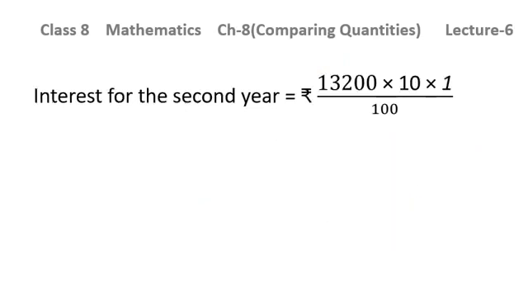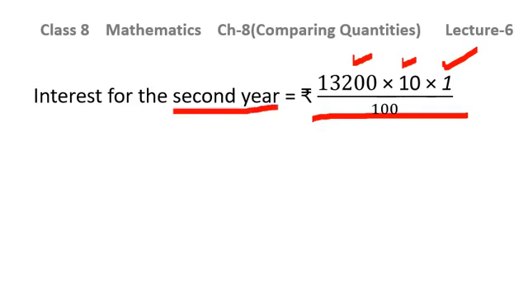Now we need to calculate the interest once again. P here is now 13,200, and 10% is the rate of interest. Again I am taking T as 1 because I am calculating the interest for the individual years separately. I am not taking the time altogether as 3 years. So after calculating, you will get rupees 1320. This is the interest for the second year.